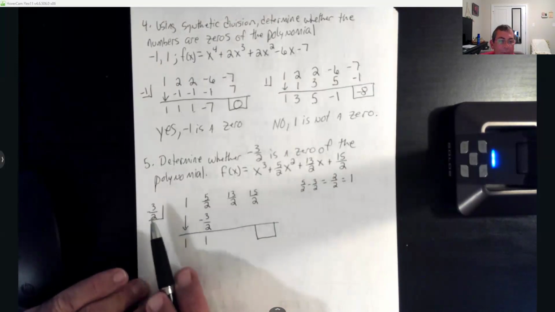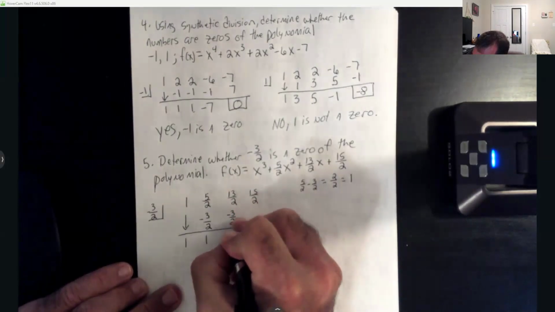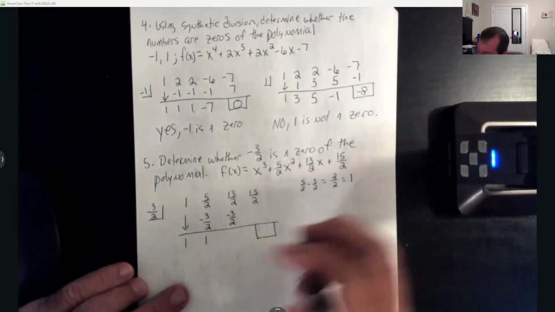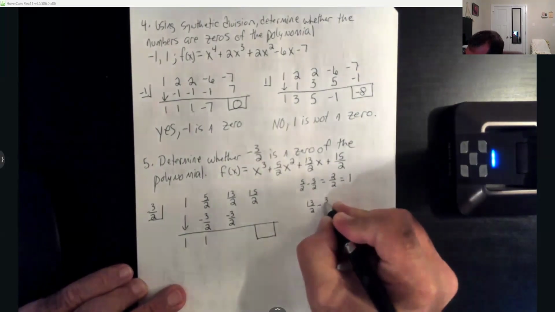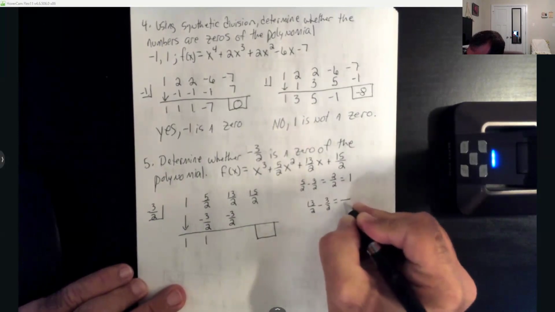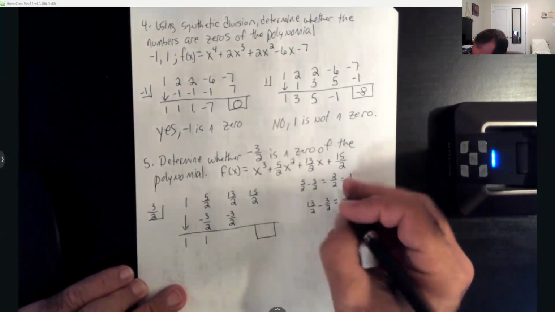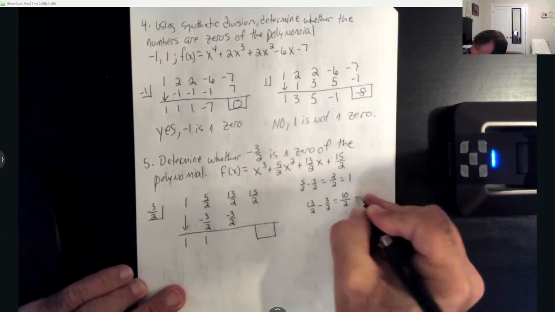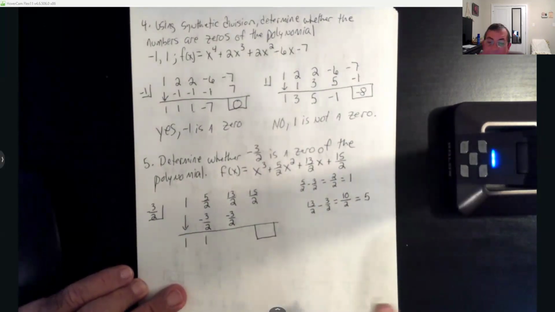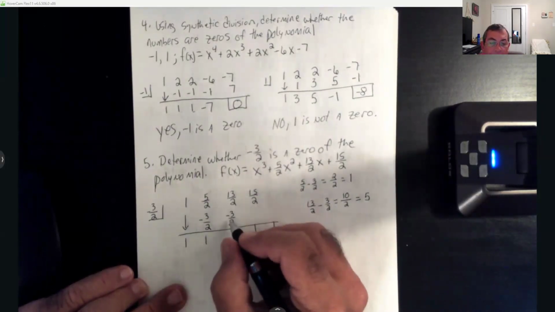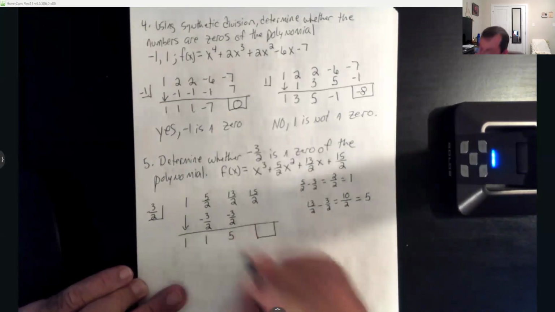Now, 1 times negative 3/2 is a negative 3/2. So now you got 13/2 minus 3/2. So bring the common denominator over. 13 minus 3 gives me 10. And y'all, 10/2 will reduce to a 5. So 13/2 minus 3/2 gave me 10/2, which reduced to a 5.